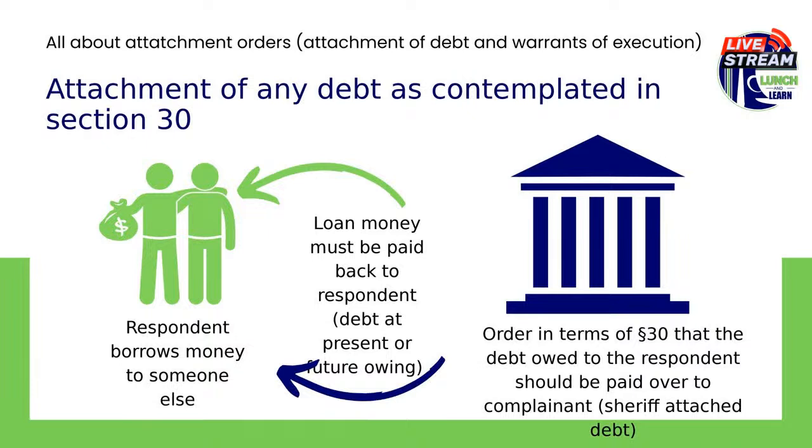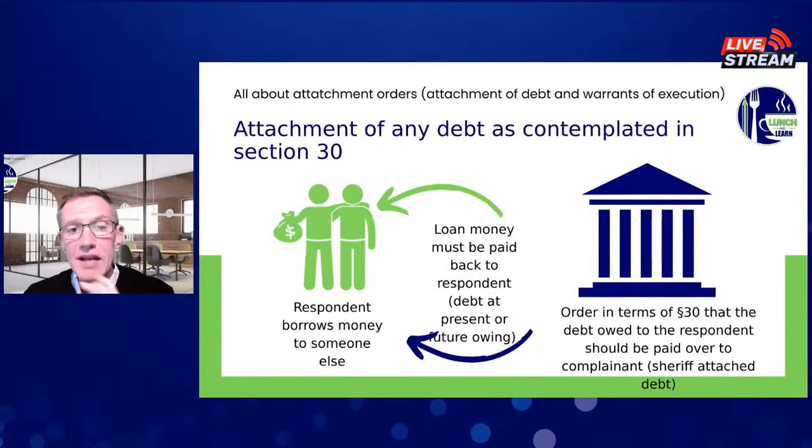So in terms of Section 30, where you deal with attachment of any debt as contemplated in that section, I made it a little bit graphical so that we could understand what is meant by that. So we have a situation where the respondent lends money to somebody else. He gives to his best buddy a certain amount, 100,000 Rand, just for example. So that loan amount, that 100,000 Rand that he lent to his best buddy, needs to be paid back to the respondent. And that could be debt that is due at present, or it might be future. So they could come to an arrangement, I'll pay you back within a year, or whatever the case might be. So that is debt that is either present or future owing.